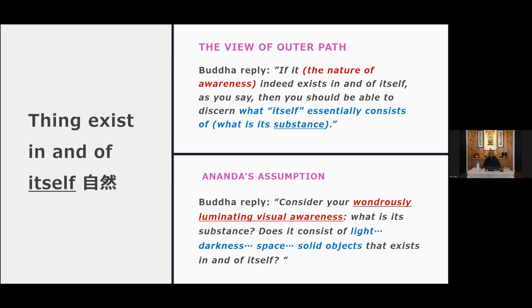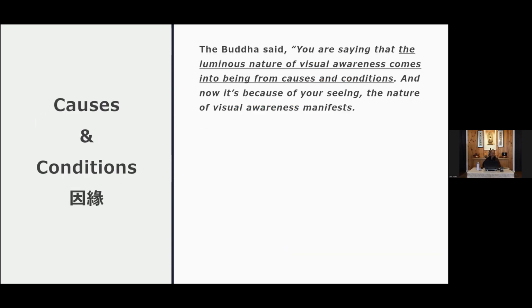And how can you have these two substances at the same time? And then let's talk about causes and conditions. And Buddha said that you are saying that the luminous nature of visual awareness comes into being from causes and conditions. And now it's because of your seeing the nature of your visual awareness to manifest.